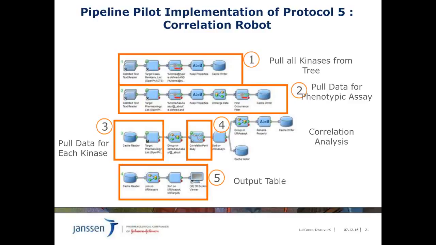The next slide illustrates the correlation protocol implemented in Pipeline Pilot data pipelining software from BIOVIA in more detail. Pipeline Pilot allows the seamless access to the OpenPhacts API calls. The essential Pipeline Pilot nodes corresponding to the API calls have been programmed in the project. What you see here in step 1, top data stream, is that all kinases from the ChEMBL kinase tree are pulled using the target class member list call.